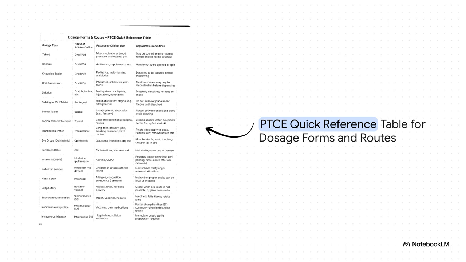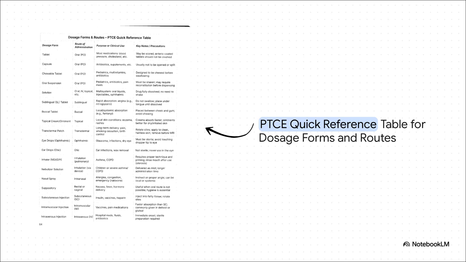You have oral, or PO, which is definitely the most common. You've got topical creams and ointments for local skin conditions, and then you have transdermal patches, think fentanyl or nicotine patches, which deliver medication continuously over time right through the skin. And a quick tip here, patients absolutely must rotate those application sites to avoid skin irritation.